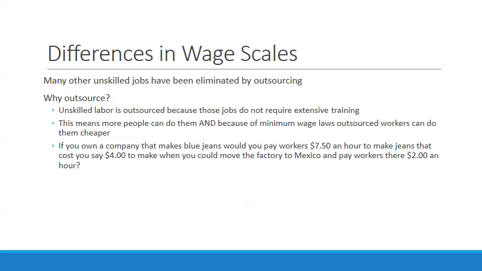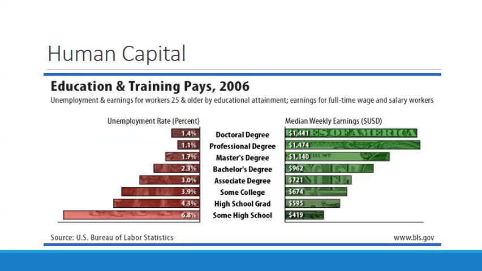your goal. So if you own a company that makes blue jeans, and the question is, would you pay workers $7.50 an hour to make jeans that cost you, say, $4 to make, when you can move the factory to Mexico and pay workers there $2 an hour? Well, that's an obvious answer for any firm: yes, we're moving that factory. And the consideration of people losing jobs doesn't matter to them, because they're looking at how they can maximize profits. They've got to answer to their shareholders.